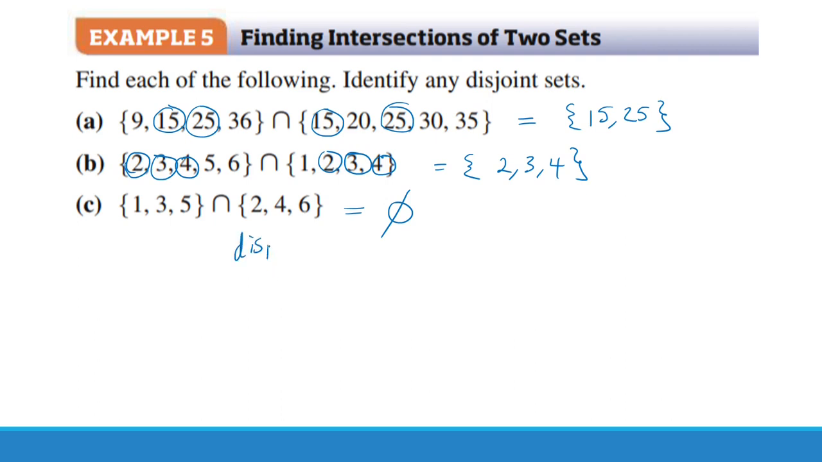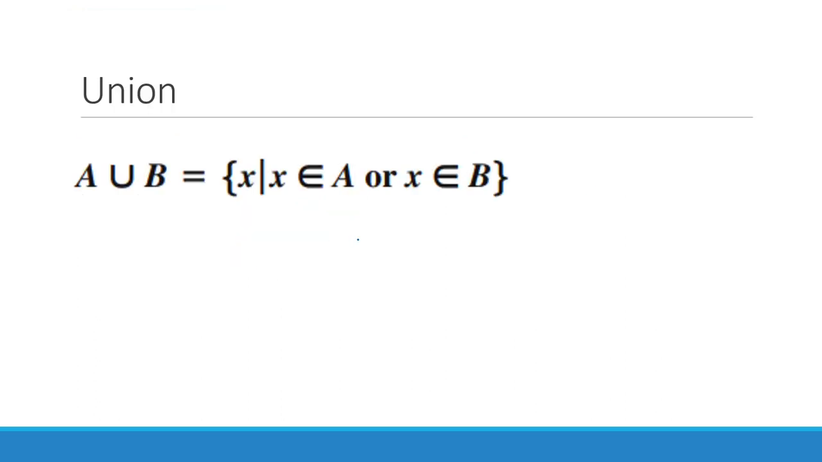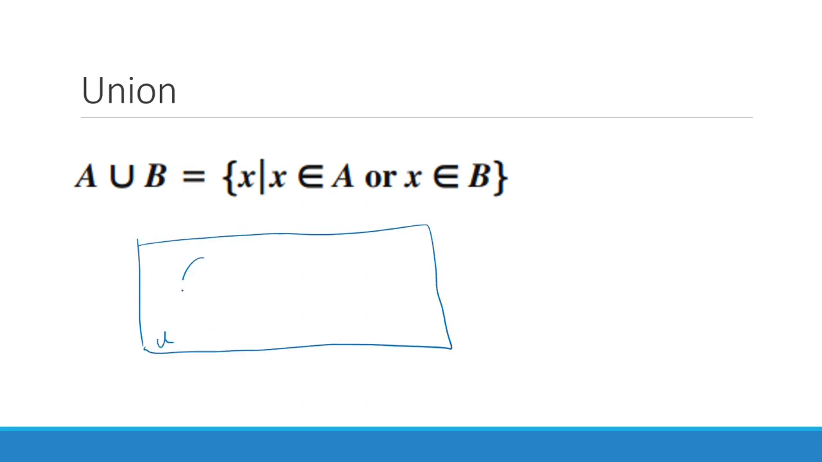This is disjoint. Let's look at the definition of union. A union B is equal to the set of X such that X is an element of A or X is an element of B. Notice we use the word or and not the word and. Let's consider a picture. We'll have the same situation where we have a universal set. Here is set A. Here is set B.